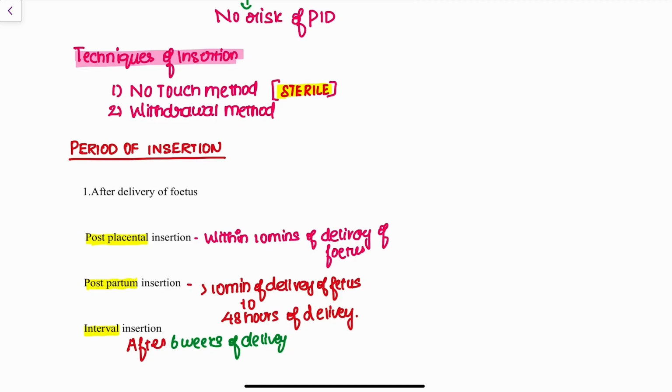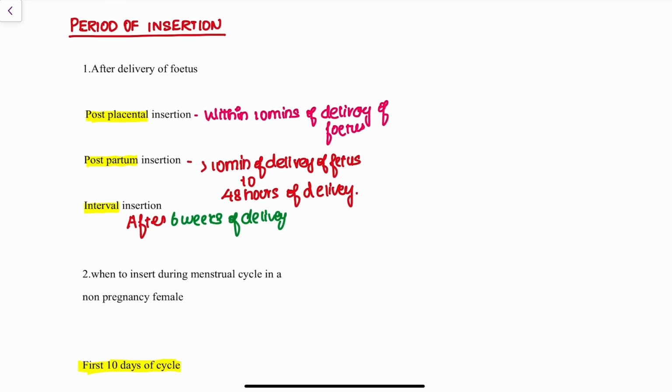Great. Now, what are the techniques of insertion of these intrauterine devices? With respect to techniques of insertion, we will have a separate module under which we will discuss in detail how the copper T and IUD has to be inserted under sterile precautions. But as of now, you need to learn the technique, that is the no touch method. If you are not going to touch the device at all, then the chances of transmission of any infections from your hand to the device is very less. So no touch method is one method, and the withdrawal method is another. These are the techniques of insertion of intrauterine devices.